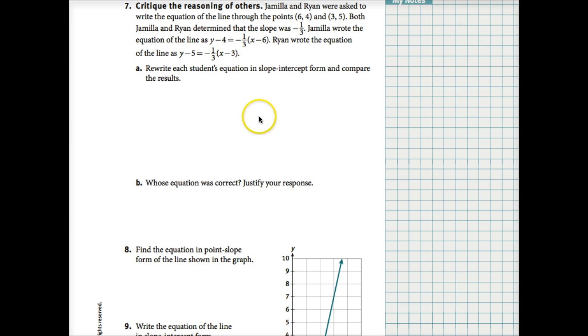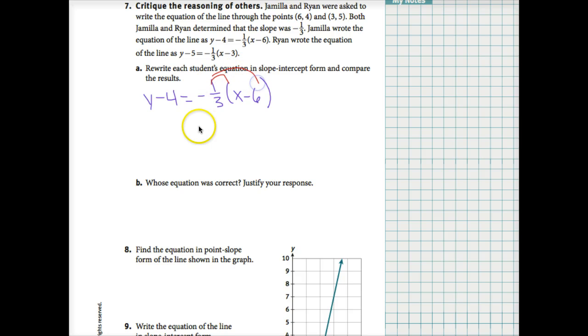Okay, so slope-intercept form, we will write that, so that's what we just practiced in the last one. So I'm going to take Jamila's first, so y minus 4 equals negative 1/3 times x minus 6. And I'm going to deal with that one first.